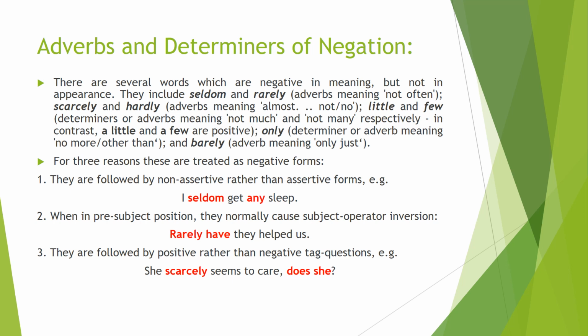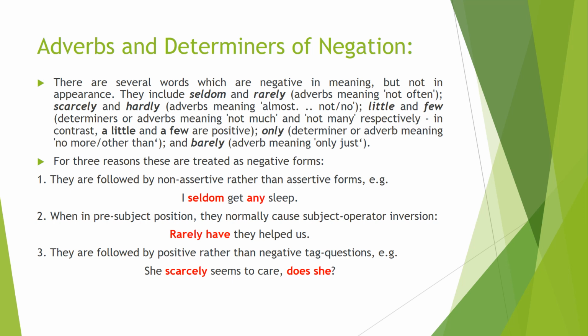Number two, when in a pre-subject position, they normally cause subject-operator inversion. So when you use these words at the beginning of the sentence, you have to apply the rule of subject-operator inversion that we talked about. What does this rule say? It says that when your sentence starts with a negative word, you have to make the subject preceded by the operator. For example, "Rarely have they helped us." The sentence starts with rarely, and we know that rarely is an adverb that has a negative meaning. Because we put it at the beginning of the sentence, we have to apply this rule of subject-operator inversion. We put the "have" as the operator, followed by the subject "they."